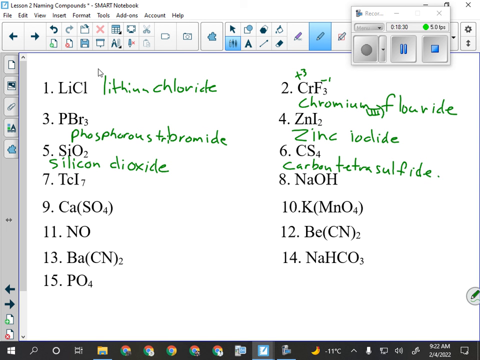Okay, number 7, TcI7, so technetium is a metal. Iodine is a non-metal. What are we looking at here? Ionic or molecular? Ionic. So we follow the ionic naming rules. I believe on your periodic table technetium only has 1 charge, right?